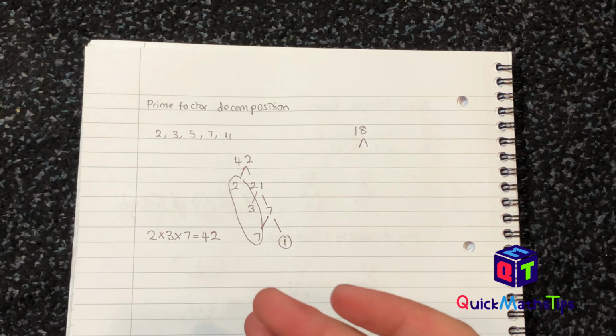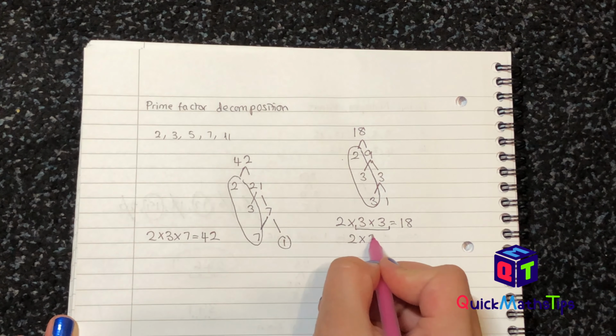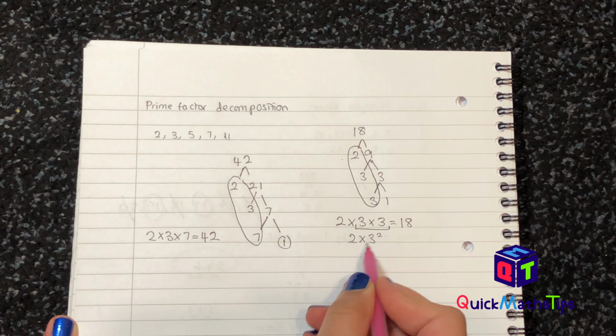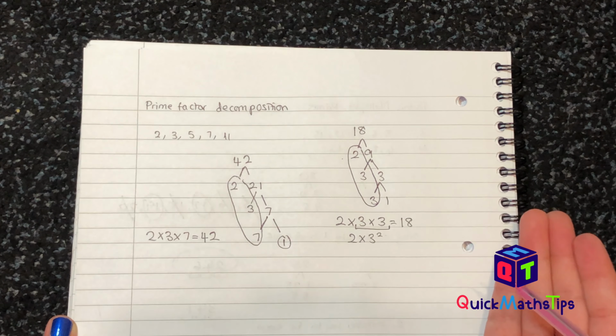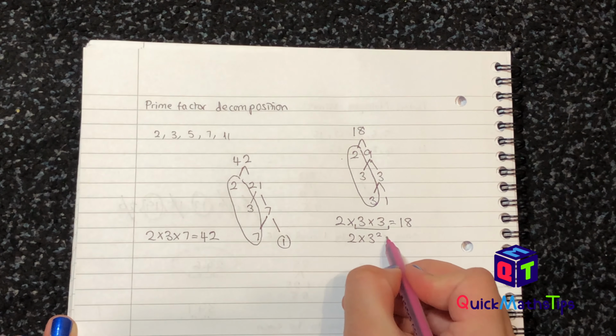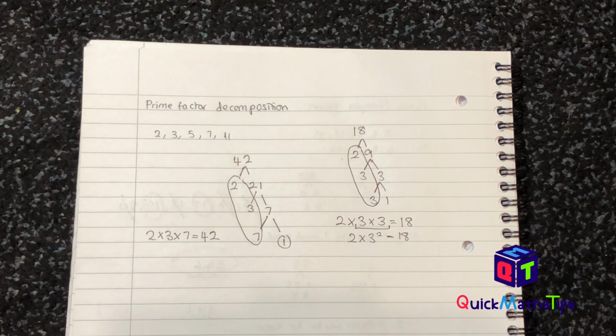3 only goes into 3 and 1. Now that I've ended at 1, I can just circle this side of my prime factor tree. And 2 times 3 times 3 gives me 18, okay? Now, this can be simplified. Because there are two 3s, I can say 2 times 3 to the power 2. This little power means how many times I have that 3 being multiplied by itself. Just to shorten it, it will give me 18, okay?